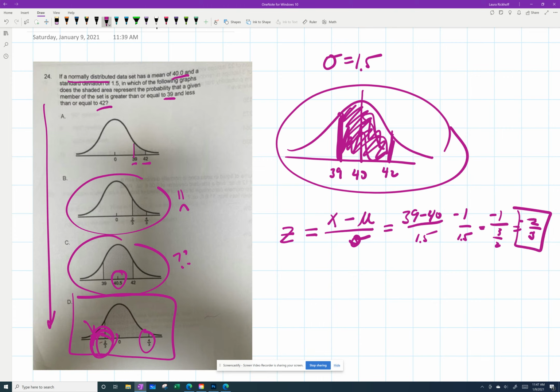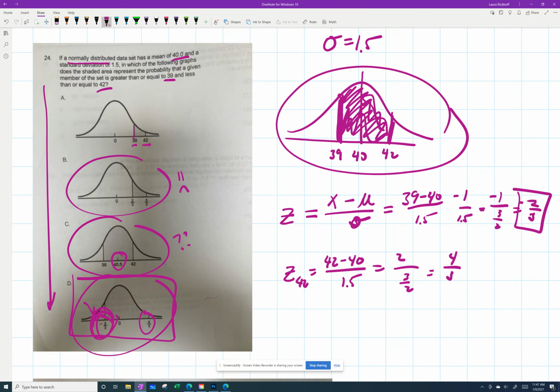We can do the same thing for the 42. So 42 is 2 away from the mean. How many standard deviations is that? That's 4/3 standard deviations. And so that's where they're coming up with that.